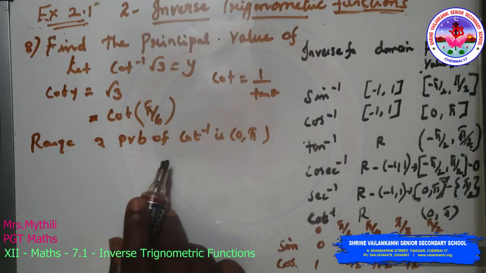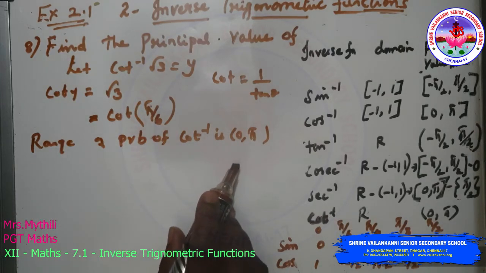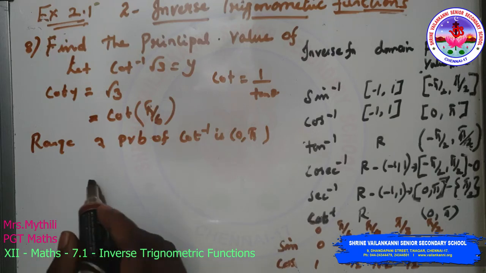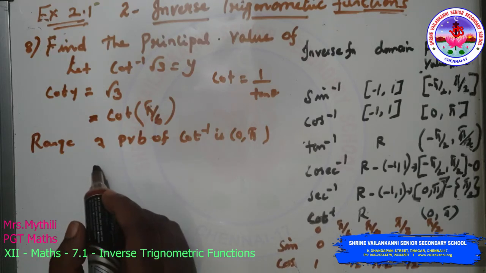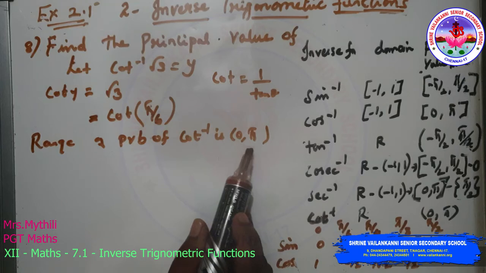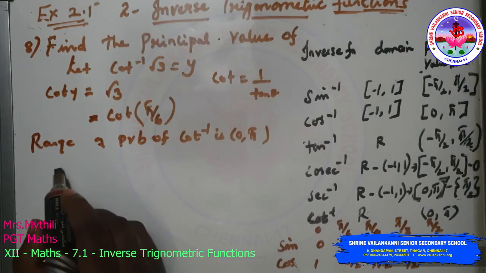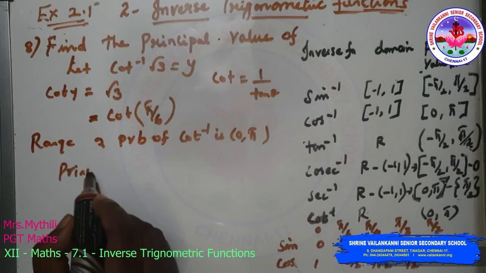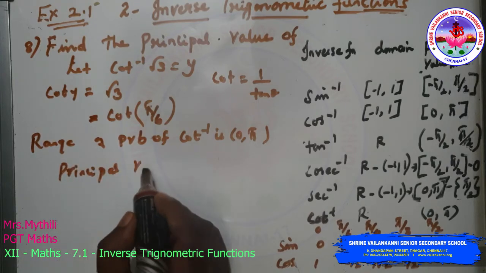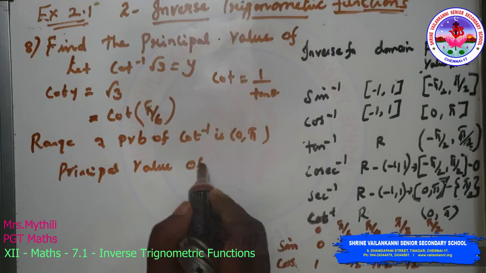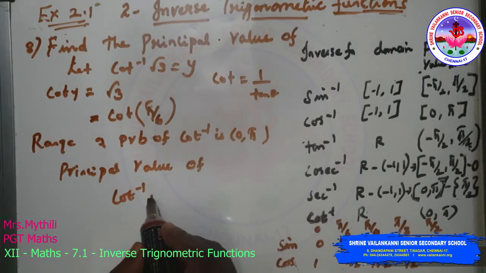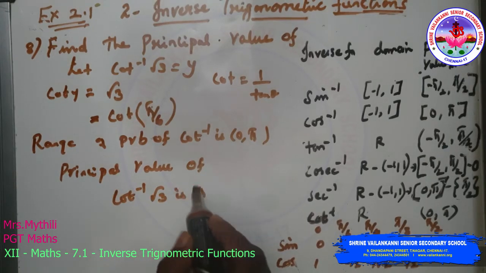The range of the principal value branch of cot inverse is 0 comma pi, and this pi by 6 lies in the branch 0 comma pi. So the principal value of cot inverse of root 3 is pi by 6.